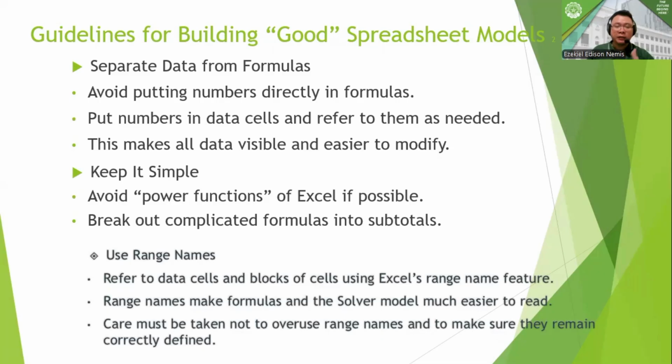Remember, in making a good spreadsheet, keep it simple. Avoid the power function in Excel. To determine it, just put color coding. Remember, for data cells, put blue or gray. For the objectives, put orange. For the changing cells, put yellow, so that you will not be lost when you are going to type down the Excel data. So that's building a good spreadsheet.